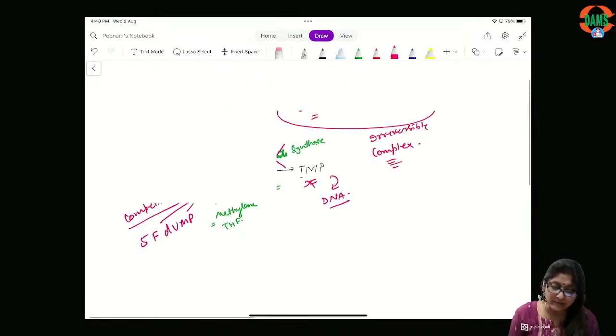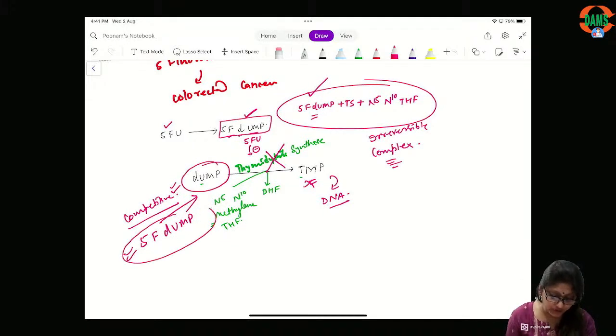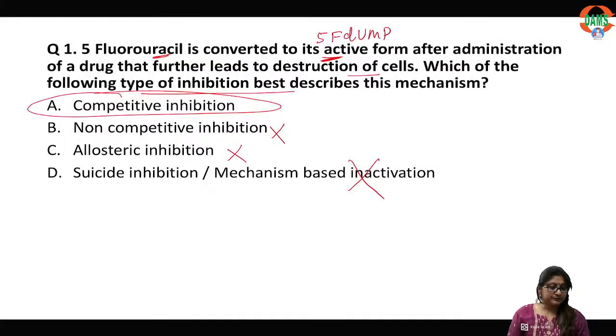So there are two mechanisms. Number one, it spoils many of the enzymes by making an irreversible complex with them, and the remaining enzymes are competed for by 5-fluorodeoxy-uracil monophosphate, because deoxy-UMP and 5-fluorodeoxy-UMP resemble each other structurally, so it's a competitive inhibitor. So in this question, the best answer is competitive inhibition. All right. Yes, very good. If there is any doubt, you can ask me. Otherwise, I will proceed to the next question.